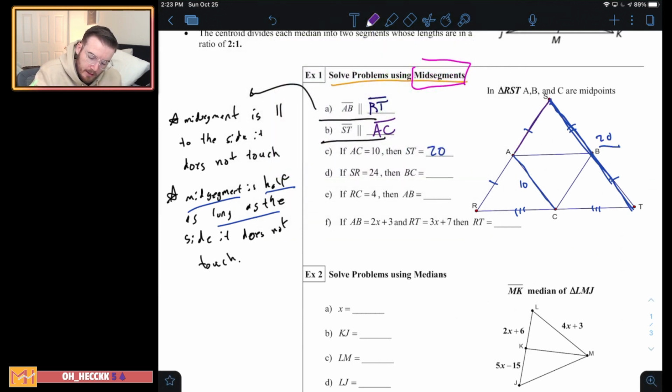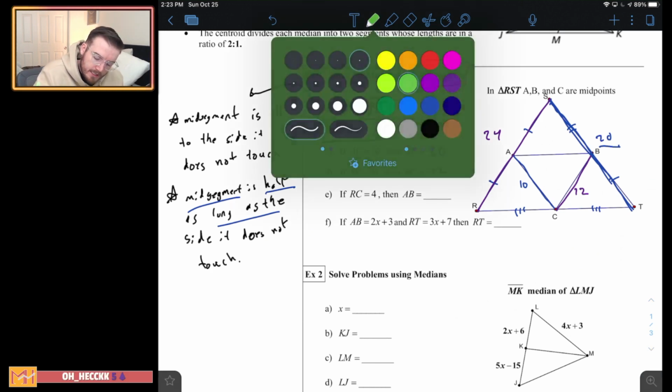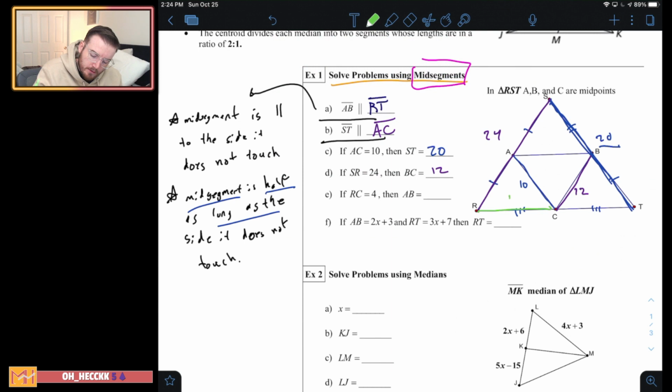SR is 24. Well, take half of that and you get the mid segment. Half of 24 is 12. Therefore, BC is 12. R to C is 4.